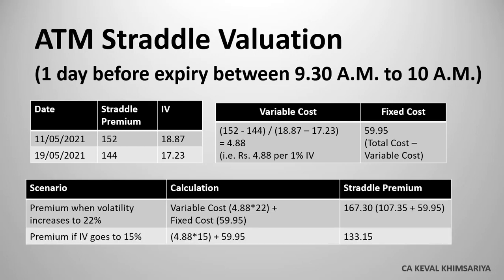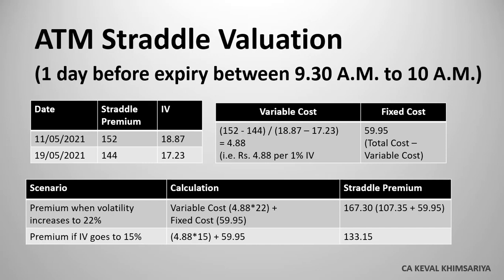So now let us go to some scenario. As of now, let's say it is 19th May. As of now, IV is trading at 17.23. What if IV shoots up to 22% in this time only? So what should be the value of the at the money straddle? So we can calculate it. Now it is very easy to calculate.